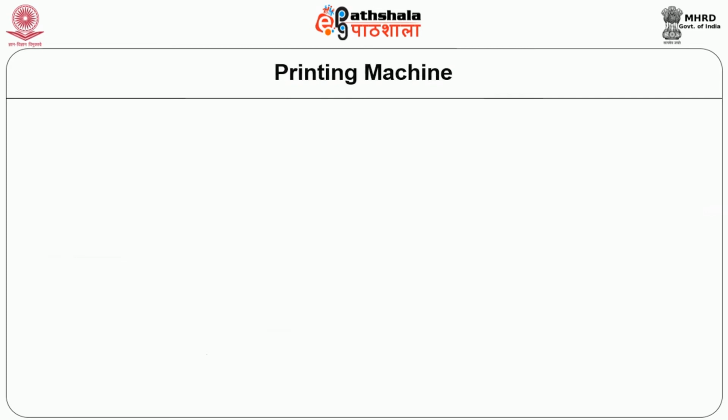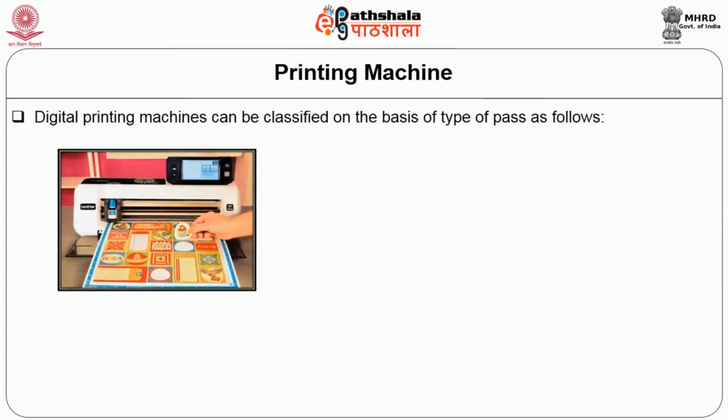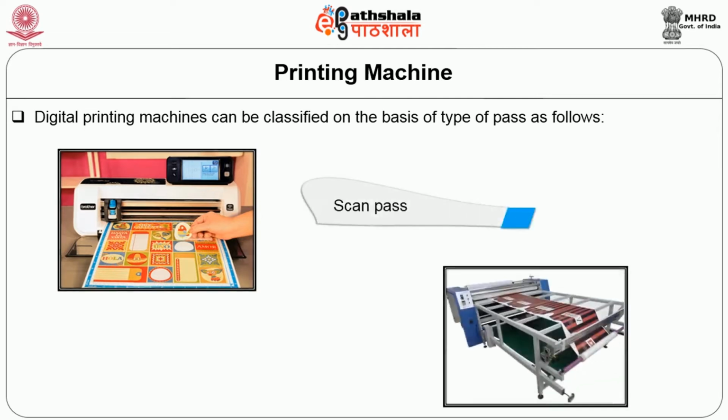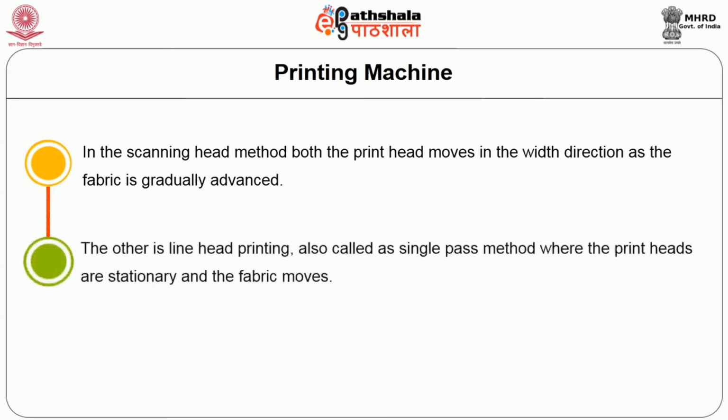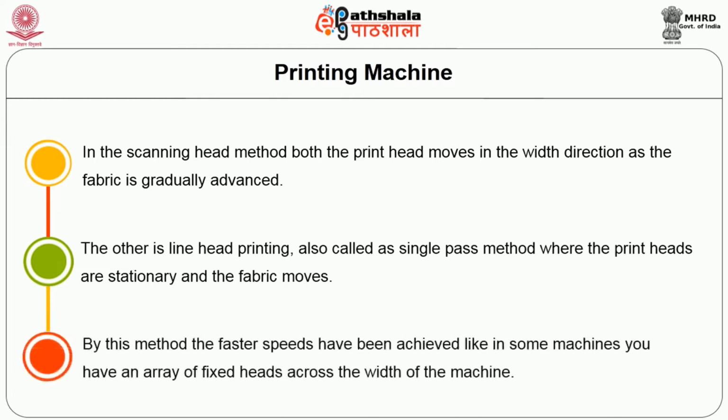The printing machine. Digital printing machines can be classified on the basis of the type of pass: scan pass and single pass. In the scanning head method, the print head moves in the width direction as the fabric is gradually advanced. The other is line head printing, also called the single pass method, where the print heads are stationary and the fabric moves. By this method, faster speeds have been achieved. In some machines, you have an array of fixed heads across the width of the machine.